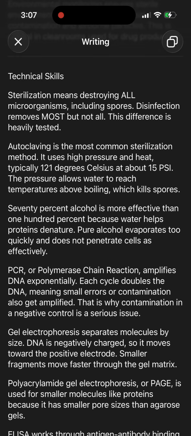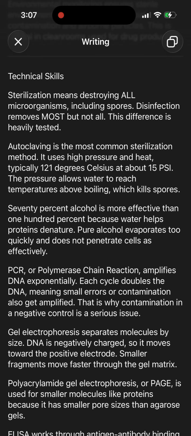Biochemistry. Ionic bonds involve transfer of electrons, forming charged ions. Covalent bonds involve sharing electrons. Hydrogen bonds are weak interactions but are crucial in maintaining DNA structure. Enzymes are biological catalysts. They lower activation energy, meaning reactions occur faster without being consumed. Enzyme activity is affected by temperature, pH, and substrate concentration.